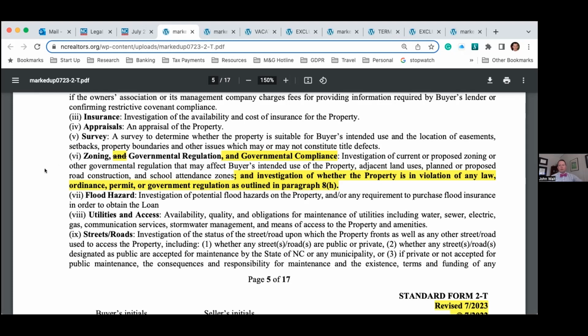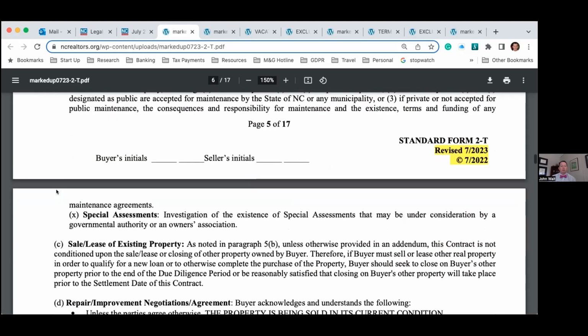This paragraph here is a reminder for the buyer to check governmental compliance. And we're going to get to paragraph 8H. Probably many of you have questions about 8H, so we'll get to that more in a minute. This has been added though to just alert the buyer that as part of their due diligence process, they need to be looking at the property's compliance with government regulations. Okay.